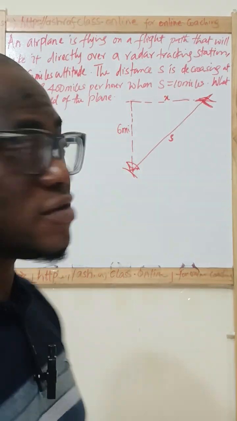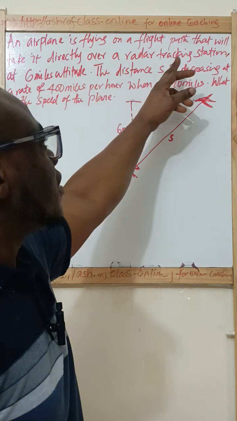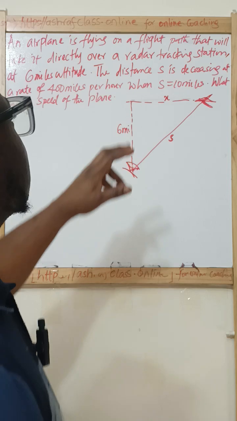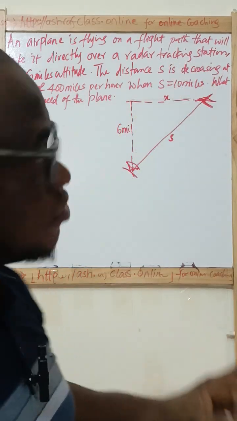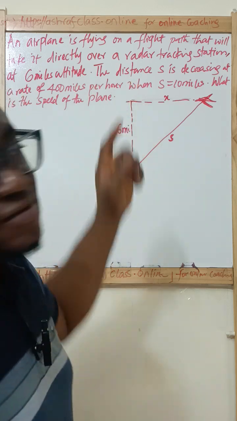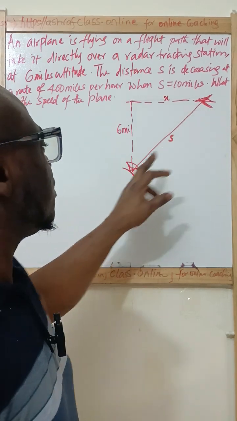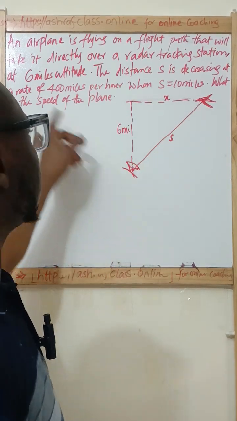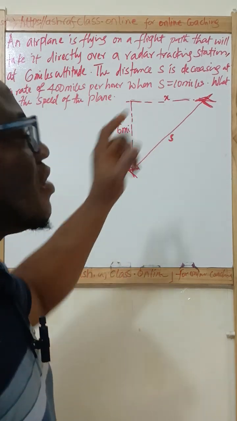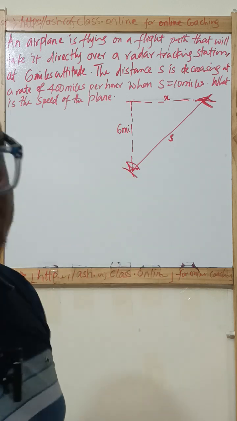So the question says, an airplane is flying on a flight path that will take it directly over a radar tracking station, 6 miles altitude, right? The distance S is decreasing. This distance between this radar and the plane is decreasing at 400 miles per hour when S is 10 miles. So what is the speed of the plane?